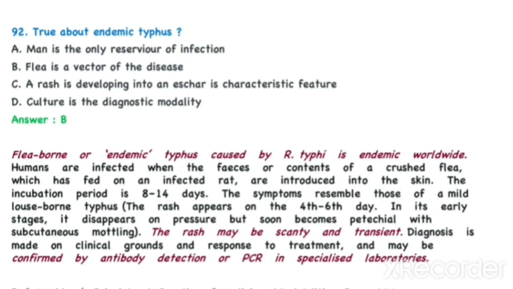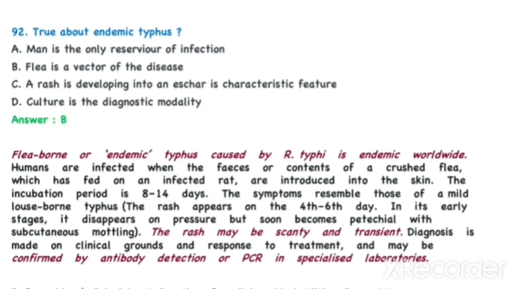Question number 92. True about endemic typhus. Option A: man is the only reservoir of infection. Option B: flea is a vector of the disease. Option C: a rash developing into an eschar is a characteristic feature. Option D: culture is the diagnostic modality. The answer is option B. Flea is a vector of the disease.